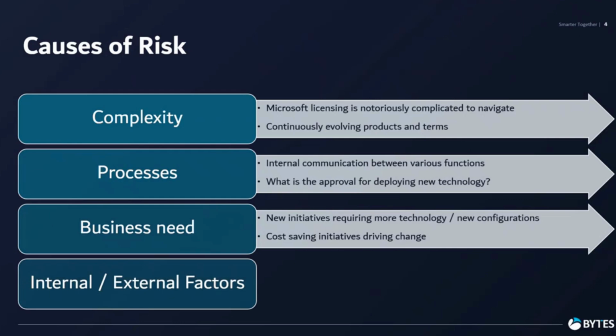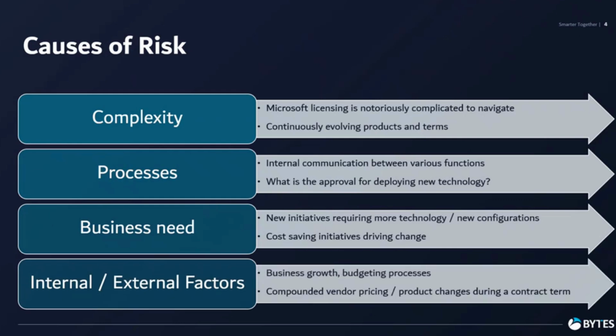And then finally, there are many external factors as well as internal factors around business growth and budgeting processes. So by external factors, we're looking at vendor pricing, product changes during a contract term that will inevitably all come together at the end of the contract once it's being renewed.